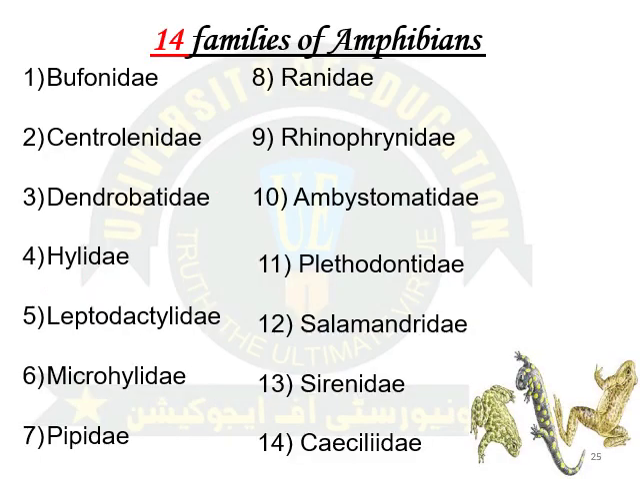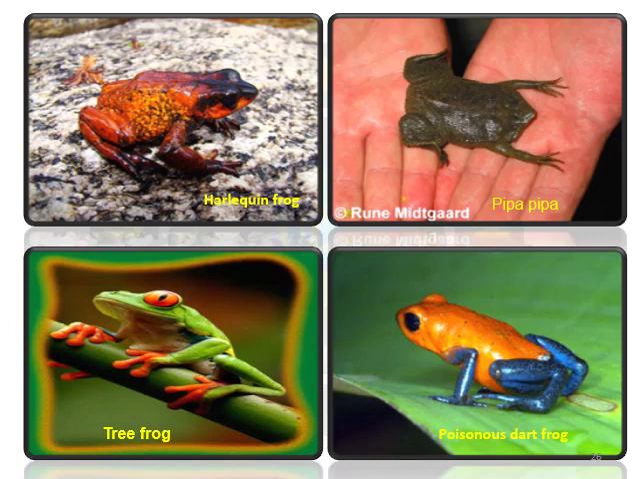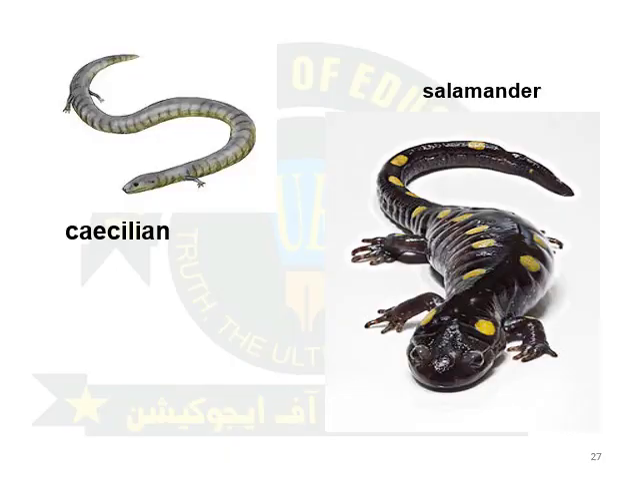14 families of the amphibians include Bufonidae, Centrolenidae, Dendrobatidae, Hylidae, Leptodactylidae, Microhylidae, Pipidae, Ranidae, Rhinophrynidae, Ambystomatidae, Plethodontidae, Salamandridae, Sirenidae, and Caeciliidae. Here find some of the beautiful pictures from amphibian fauna of the Neotropical area. This is the tailed amphibians of Neotropical region.